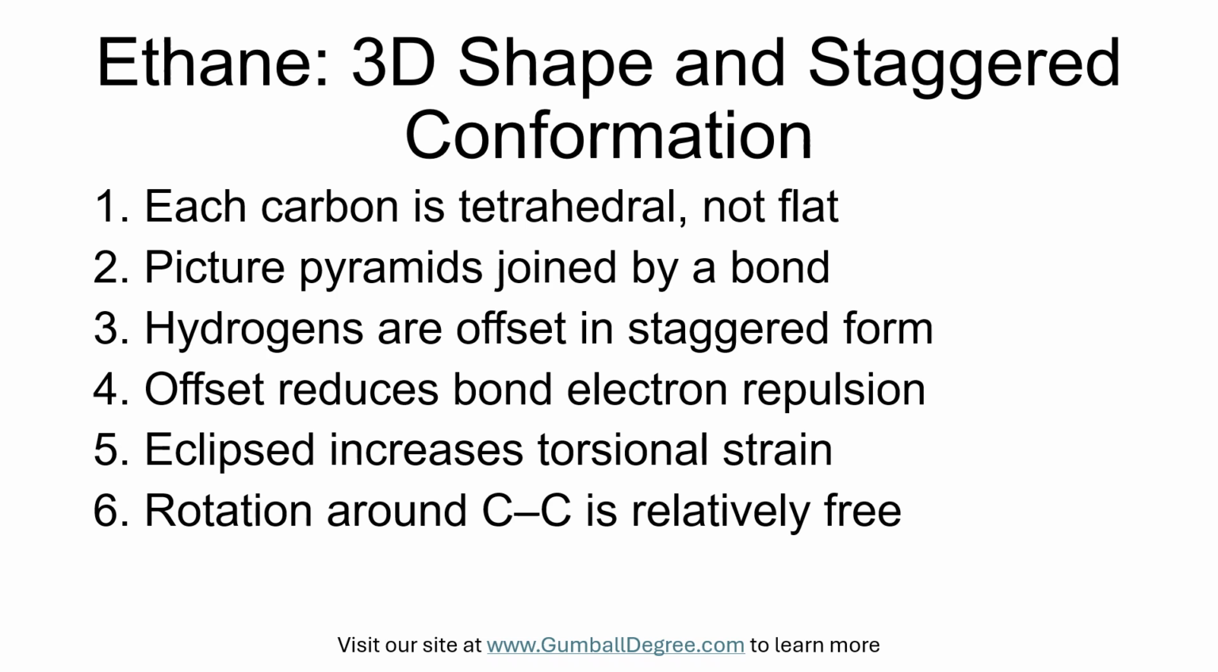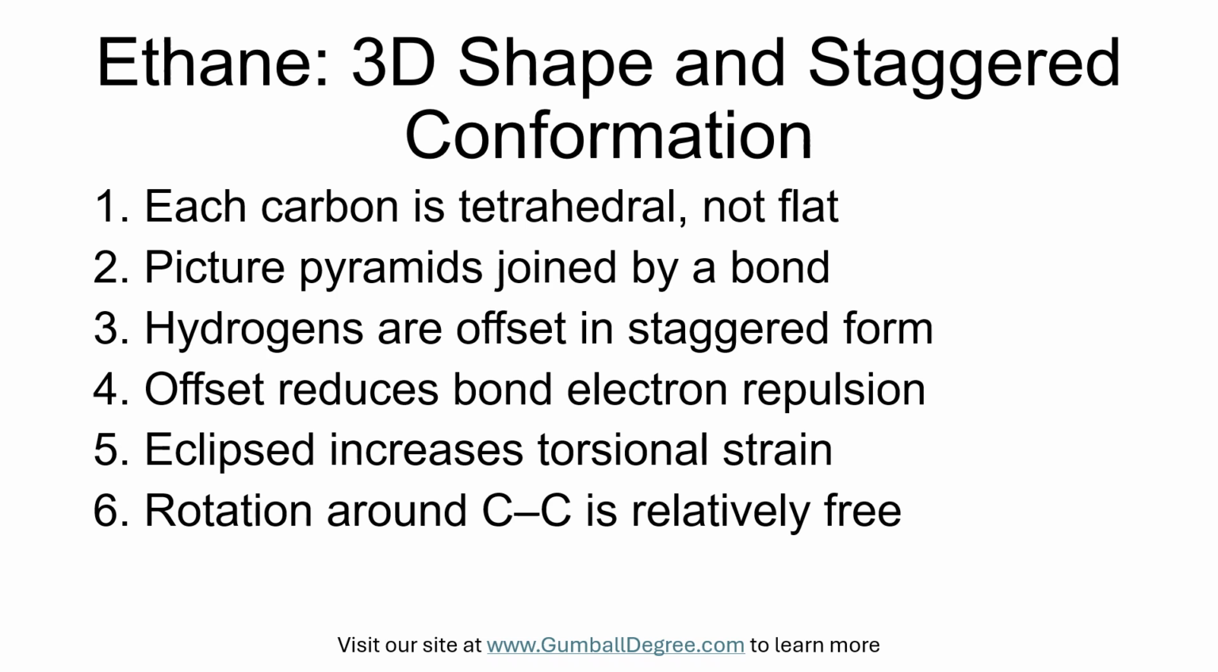Think of each carbon as a tiny pyramid, with 3 hydrogen atoms at the corners and 1 bond to the other carbon at the top, and that makes each methyl group tetrahedral. When the 2 pyramids are joined, they can rotate around the carbon-carbon bond like 2 linked gears.